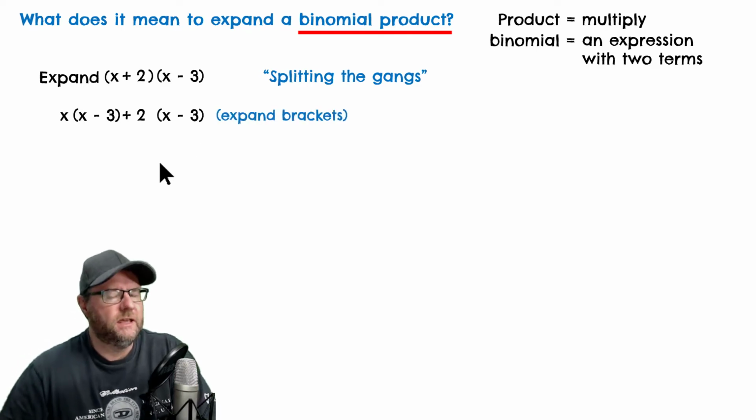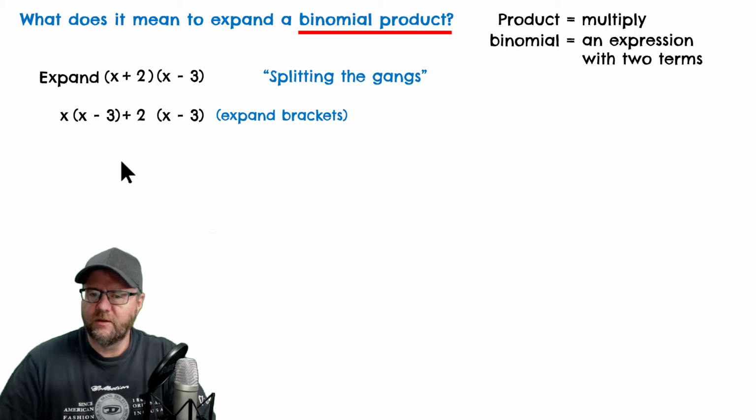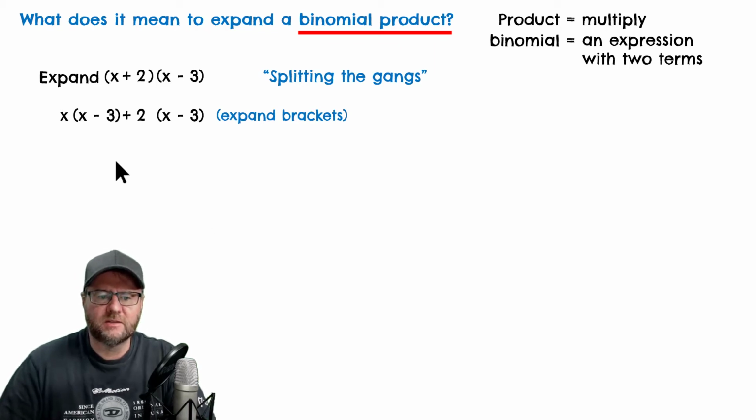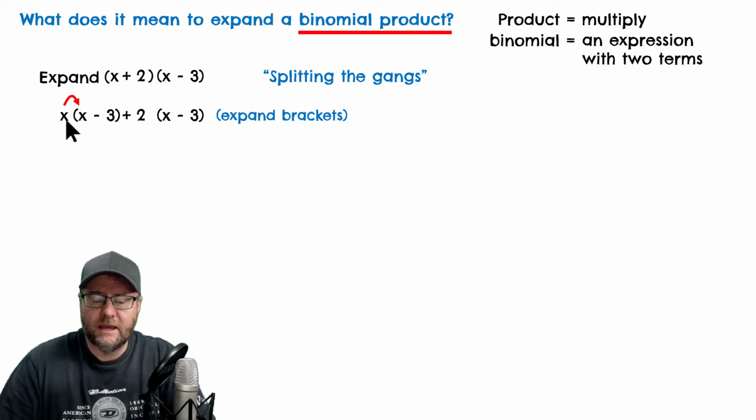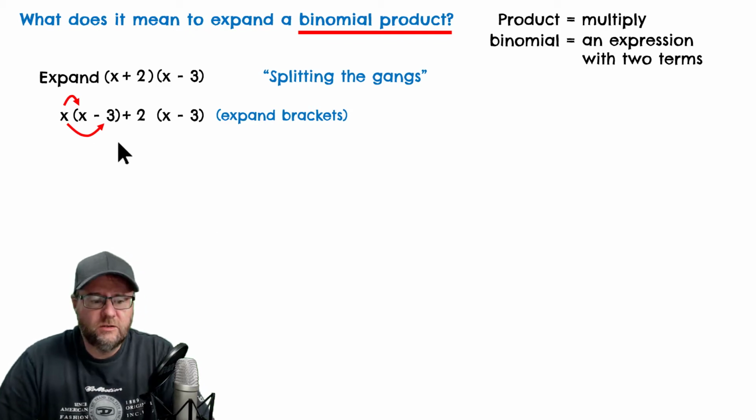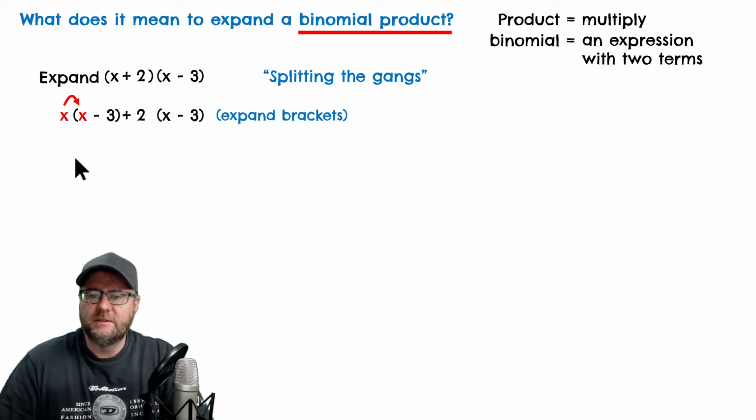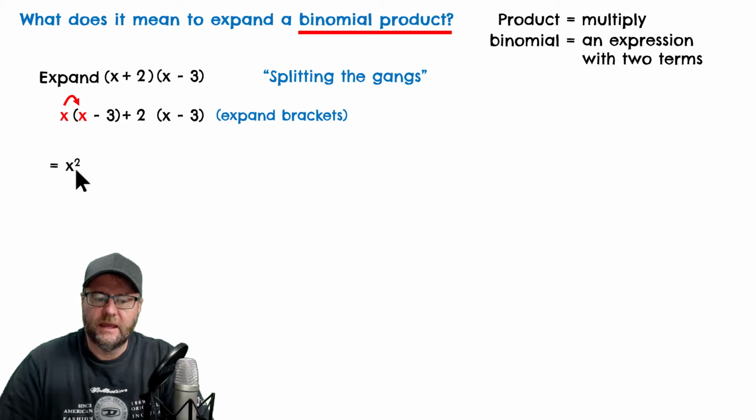Now, hopefully, when you look at that, you can see, well, hang on, in a previous lesson we've done expanding brackets, where we take this letter or number out the front, and we multiply by each of the terms inside the bracket. So let's do that. x times x gives me x squared. x times negative 3 gives me negative 3x. And you'll see I'm just writing out each of my multiplication answers as I go along.